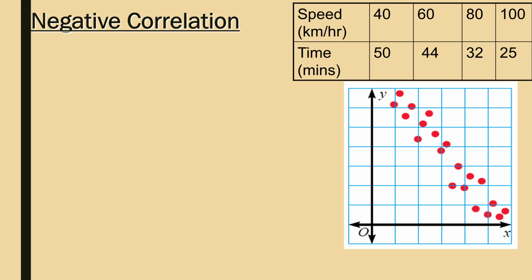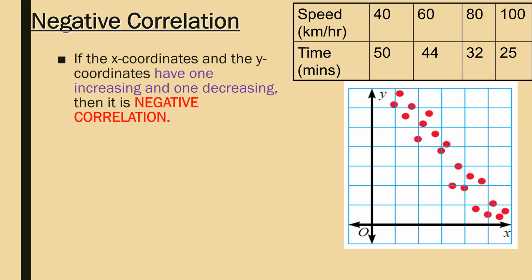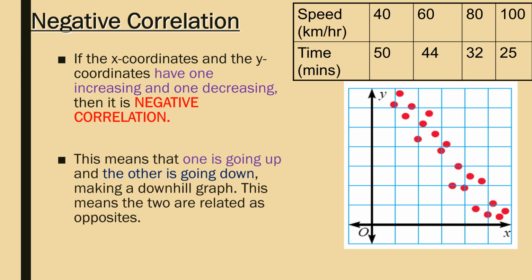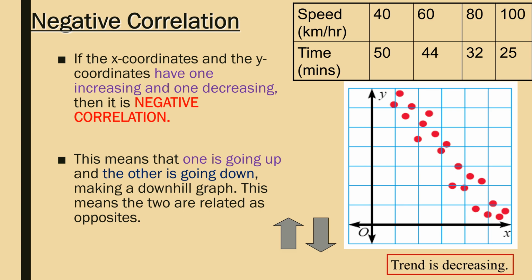Now let's talk about negative correlation. If the x coordinate and the y coordinate have one increasing and the other one decreasing, then it is negative correlation. As you can see on the table, we have the speed and the time. We discover that as the speed increases, the time decreases. So this means that as one is going up, the other one is going down, making a downhill graph. This means the two are related as opposites.